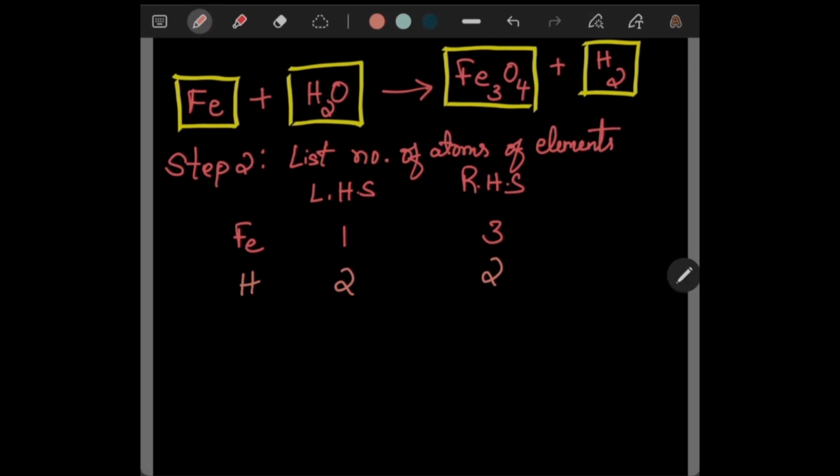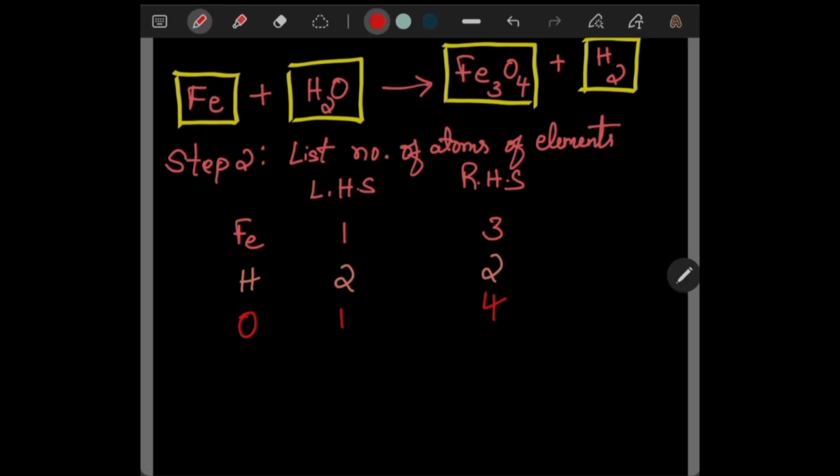Now let us find out for the next element, that is oxygen. So how many atoms here? We have 1 atom on the left hand side, that is the reactant side, and on the product side we have 4 atoms of oxygen. So for oxygen, we have 1 atom on the left hand side and 4 atoms on the right hand side of the equation. So this element is not balanced. Now let us go to step 3.